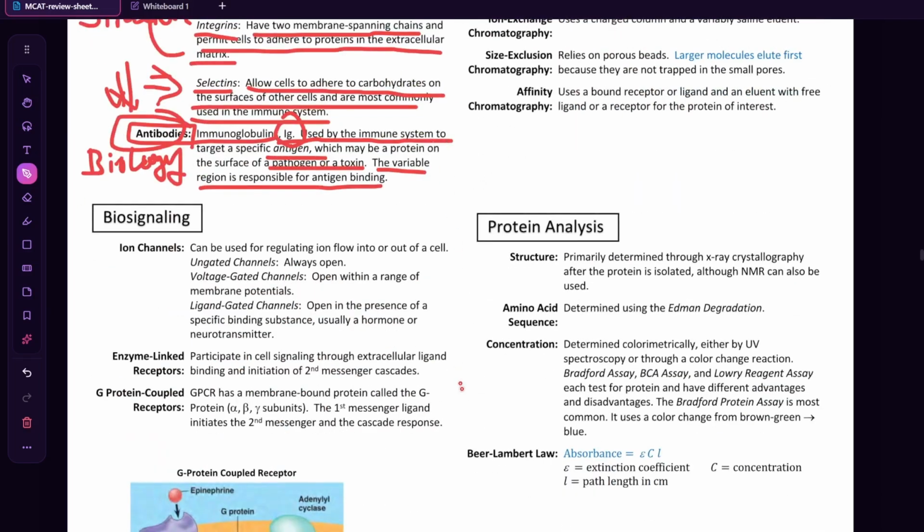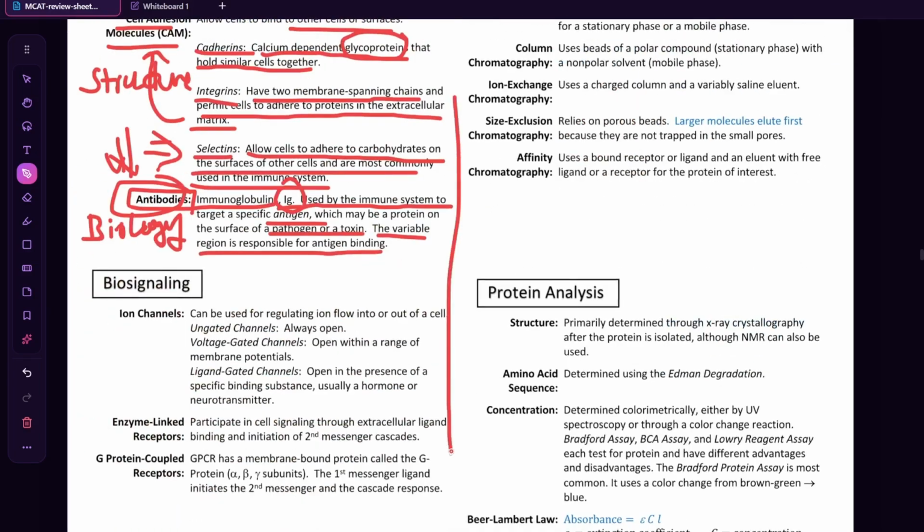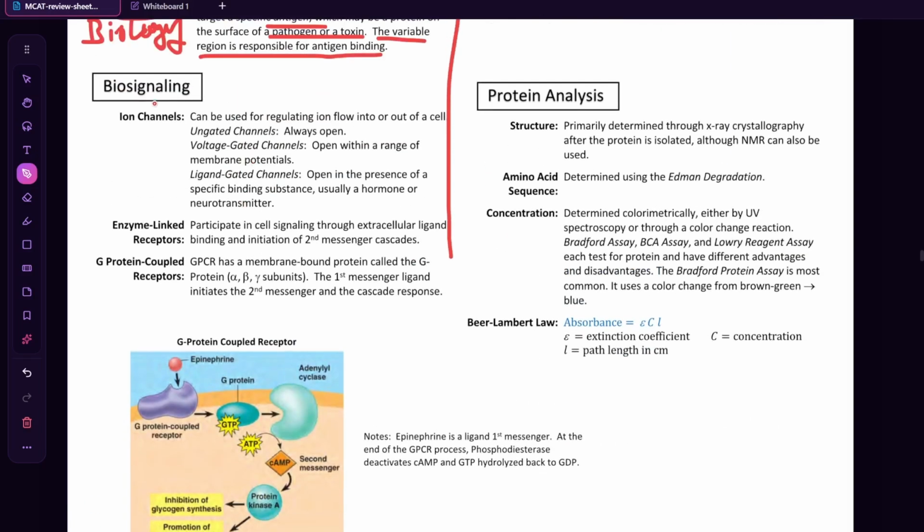Okay, before we go over protein analysis and protein isolation, which are basically lab-type things, we're going to go over biosignaling. So how do things talk to each other?